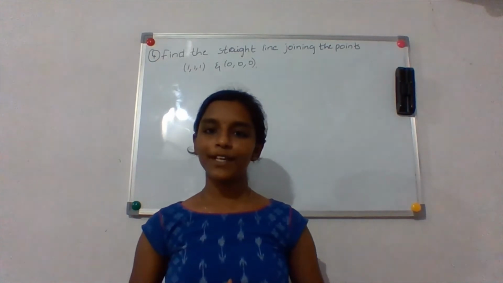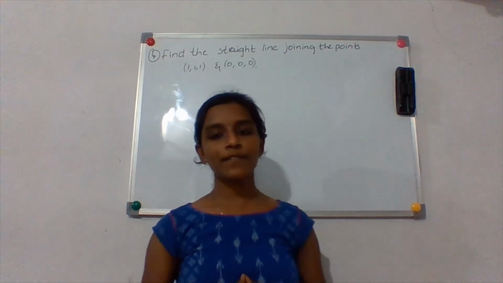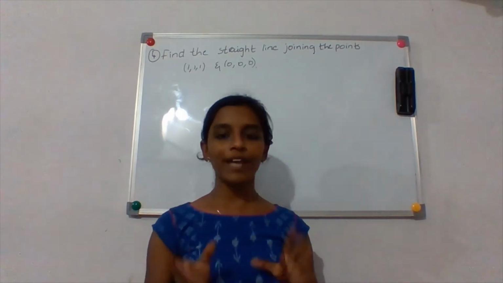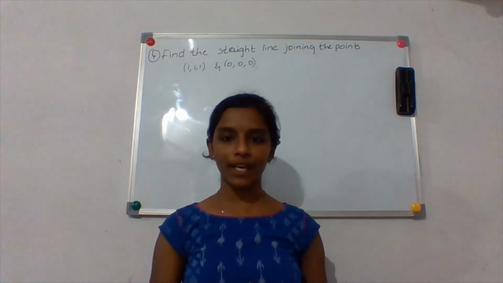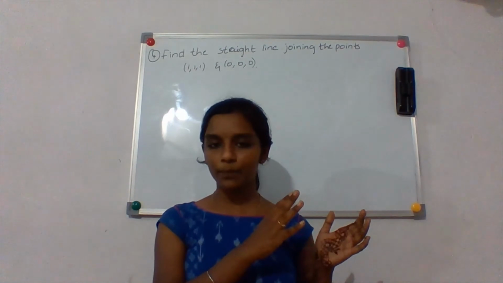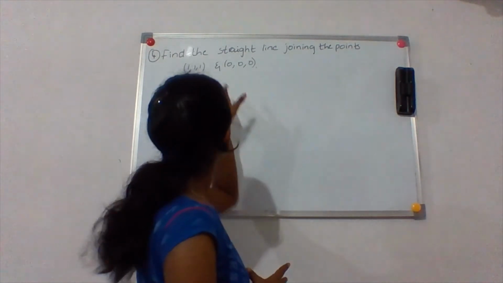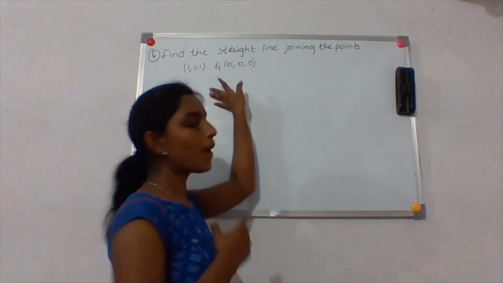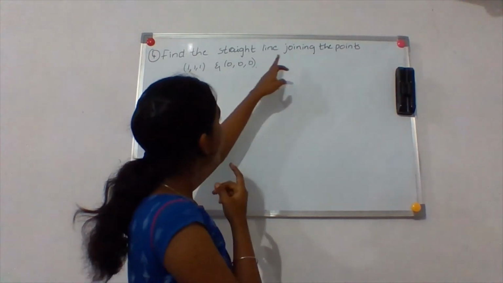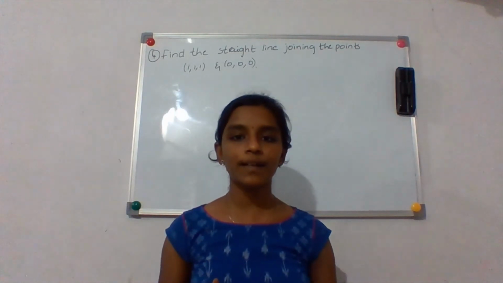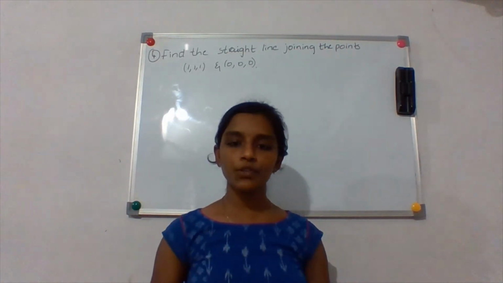So guys, now look into question number 4. What is question number 4? It is a very basic problem in straight lines. Now we have come to the 3D line. We have done some problems about planes and now we are going to do some problems about lines. Find the straight line joining the points. You have got 2 points and you must find the straight line joining those 2 points.